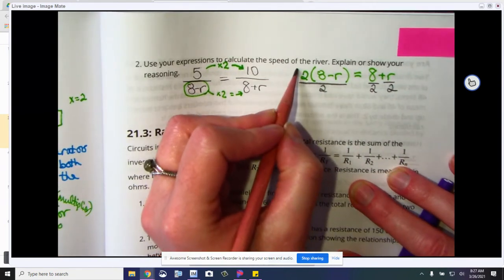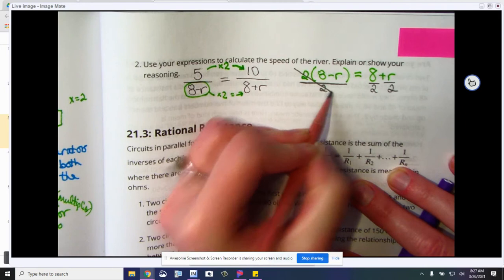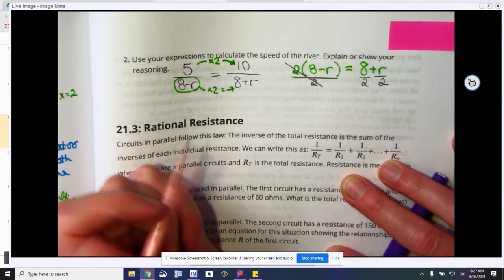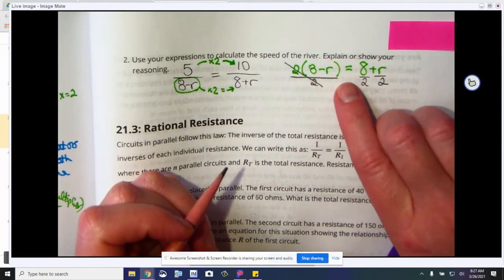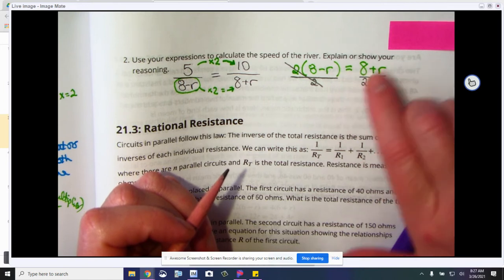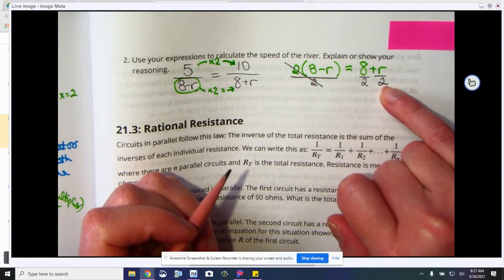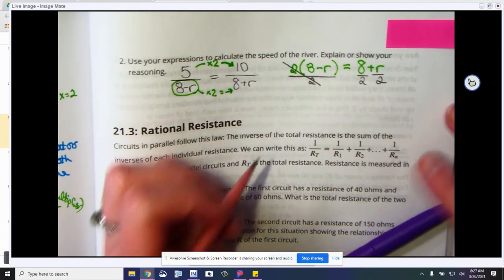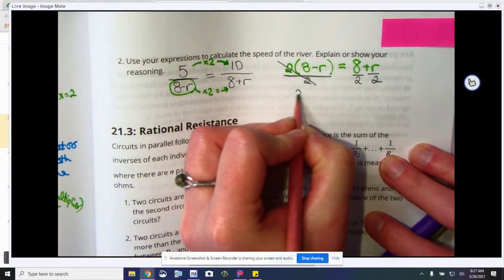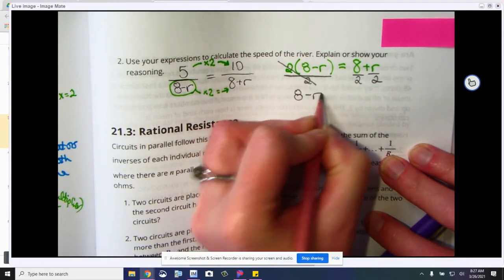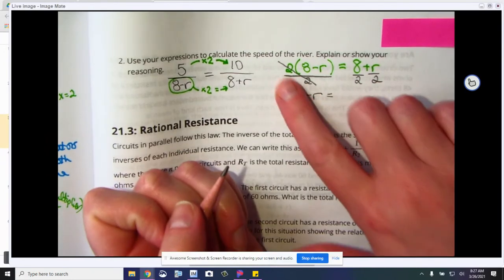That is a very valid step to do. There are other steps that we could have taken, but this is a great one to go with. Just remember that you are dividing every single one by 2. It's going to actually create a fraction that we would need to solve, but that's okay. We can do that too. 8 minus r is all that we would have left on the left side of this equal sign.